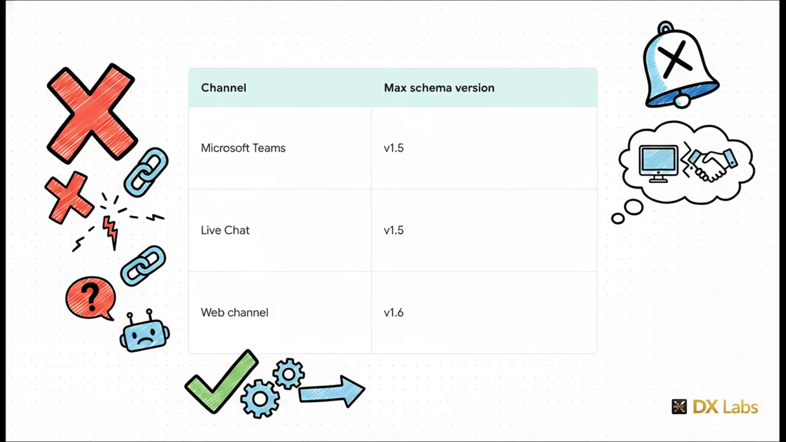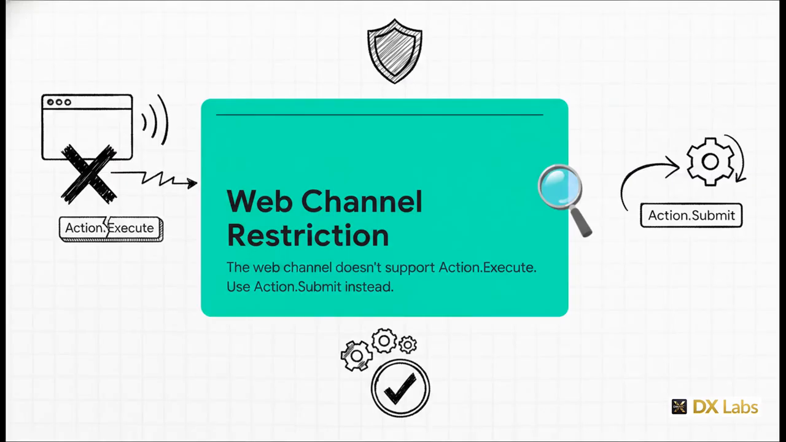Now here's the kicker. The Copilot Studio Designer doesn't pop up a warning bell to tell you this while you're designing. If you put v1.6 layout properties into a card that's meant for Teams, it's simply going to break in production. But as you'll see, even when a channel does support a newer schema, it can have its own unique quirks. The web channel supports v1.6, right? Well, it actually has a very specific restriction you need to know for the AB 620 exam.